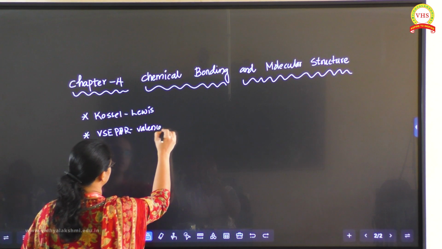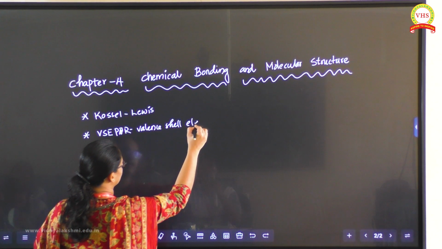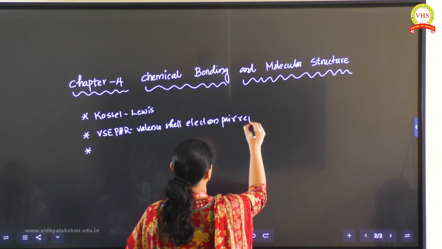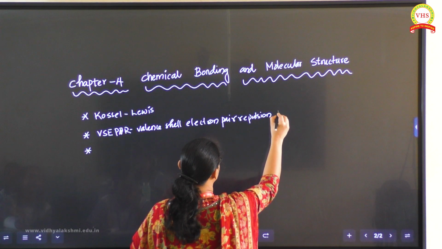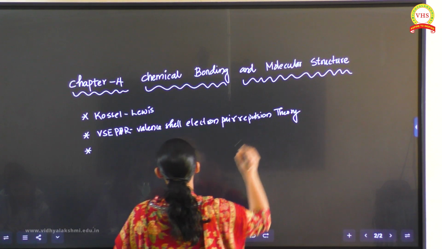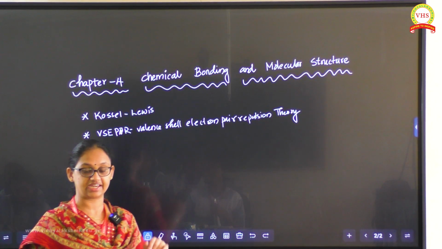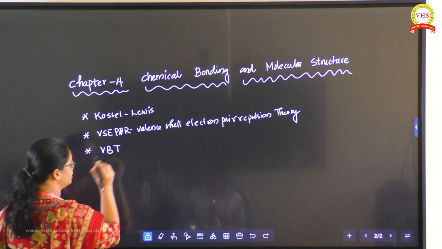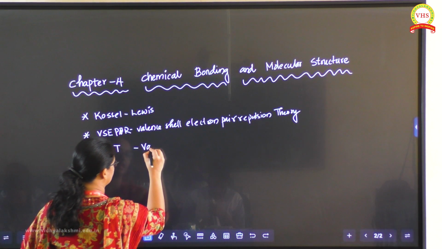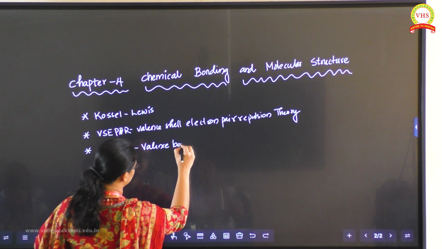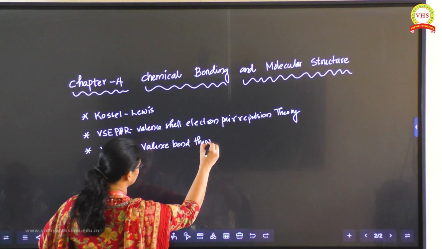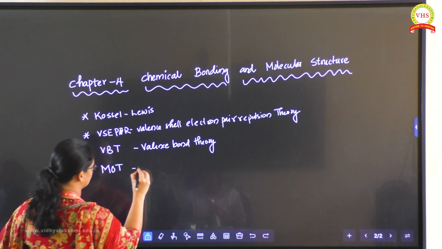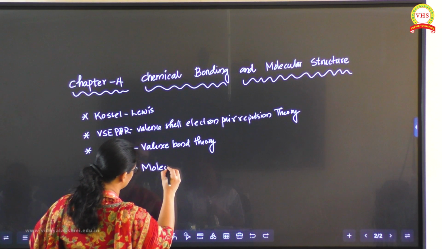Valence shell electron pair repulsion theory, in order to explain the bond formation in a molecule. Then there is another theory, that is VB theory. VB theory is Valence Bond Theory. Then there is another theory, that is MO theory, that is molecular orbital theory.